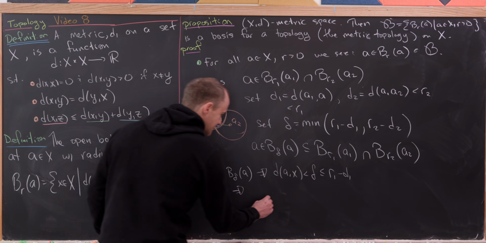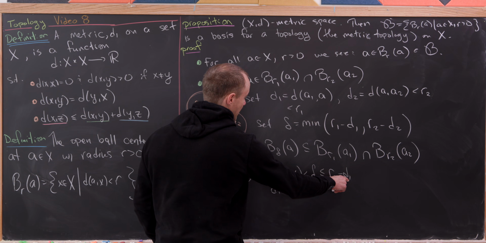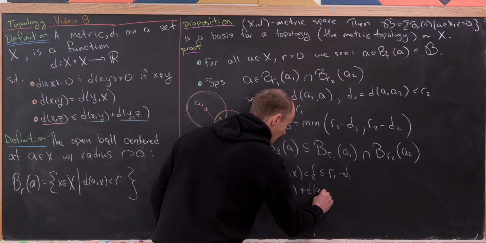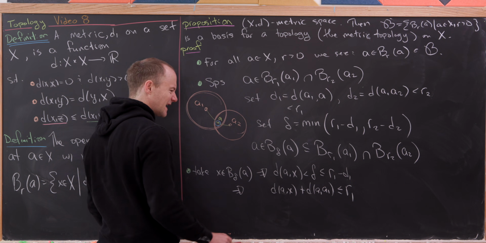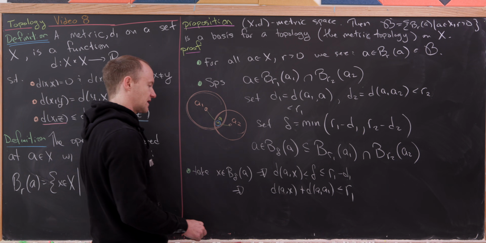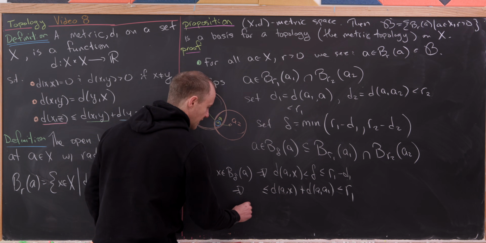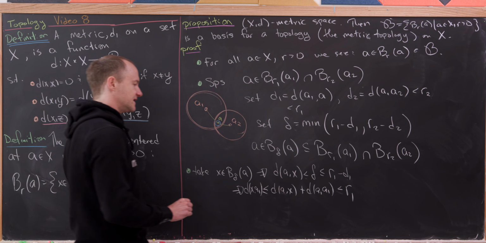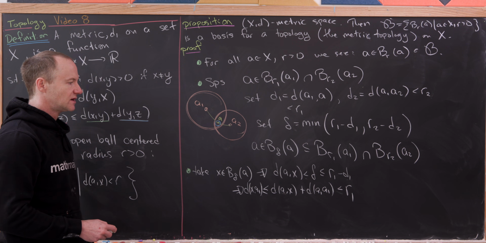But that tells us that the distance from A to X plus D1, just moving the D1 over. So what's D1? That's the distance from A to A1, which is going to be less than or equal to R1. I guess strictly less than because we've got this strict thing right here. But now we can apply the triangle inequality in this direction to have the distance between X and A1 on this side. So check it out. We've got the distance between X and A1 is strictly less than R1.